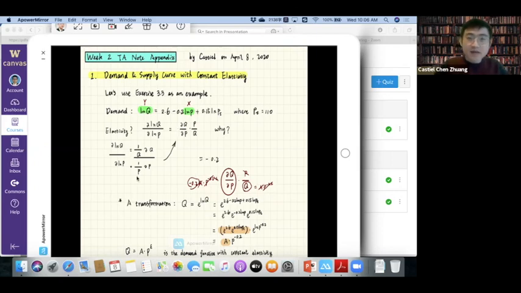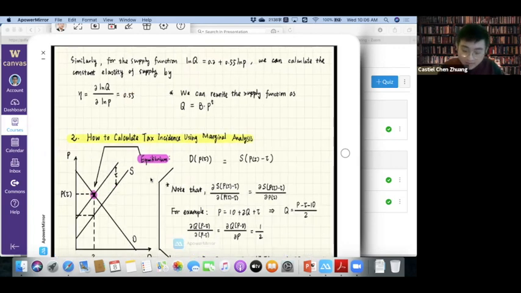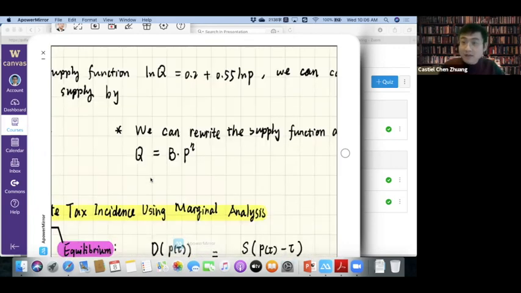All right, so this is about the demand and supply. Sorry, I still have to talk about the supply. So similarly for the supply function, in that specific exercise, the supply function is log Q equals 0.2 plus 0.55 log P. So now we can see that the coefficient of log P is just the elasticity, right? So the elasticity of supply is 0.55.